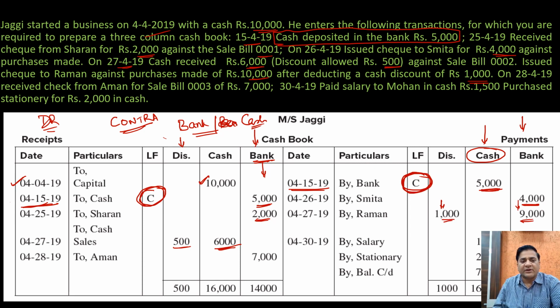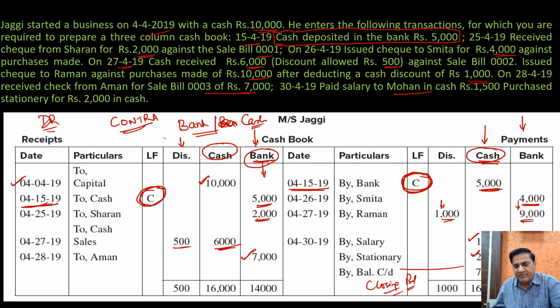On 28th 4, received check from Aman for sales bill, 7,000. Received check from Aman, 7,000. If it is a check, you record that in the bank column. If it's cash received, record that in the cash column. On 30th April, paid salary to Mohan in cash, 1,500. In cash, 1,500. Purchase stationery, 2,000 in cash. Then whatever the balance is, this would be called as your closing balance.